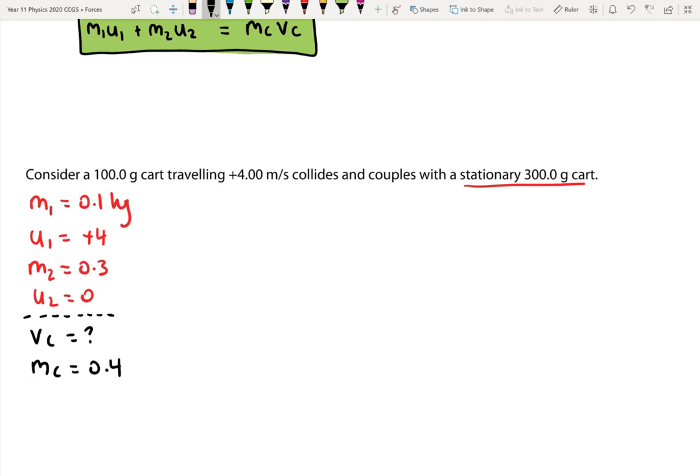Yes, Emil? In the test, do we have to show 0.1 plus 0.3? I imagine it would be best to show all of your working, absolutely. Don't risk it, don't risk it. Throw the equation in. Well, we've already written it above, so I'm just going to skip to M1U1 plus M2U2 equals MCVC.